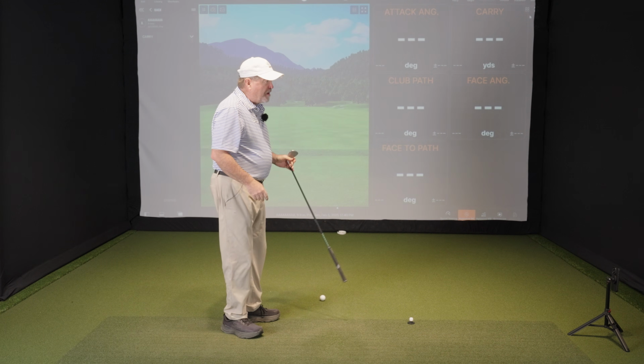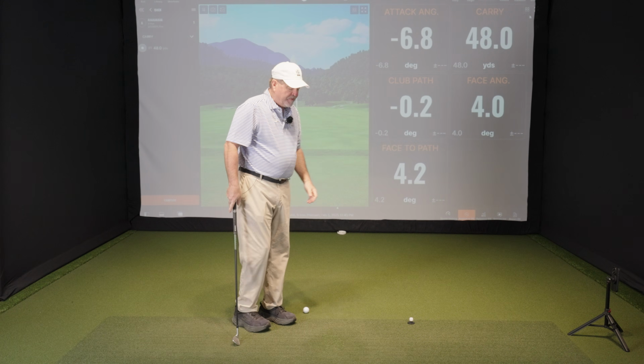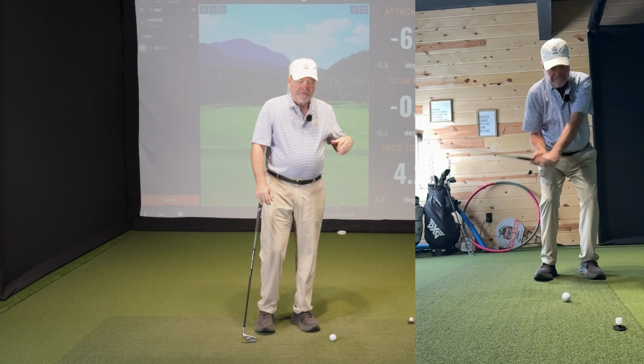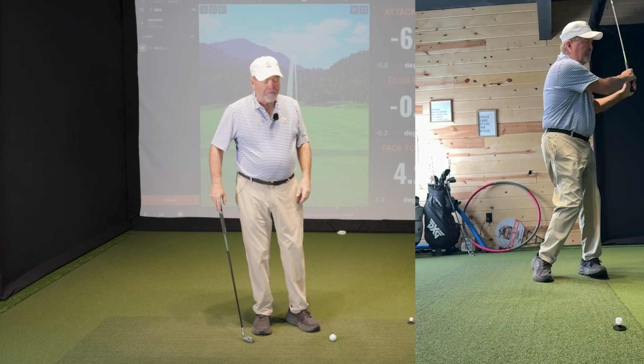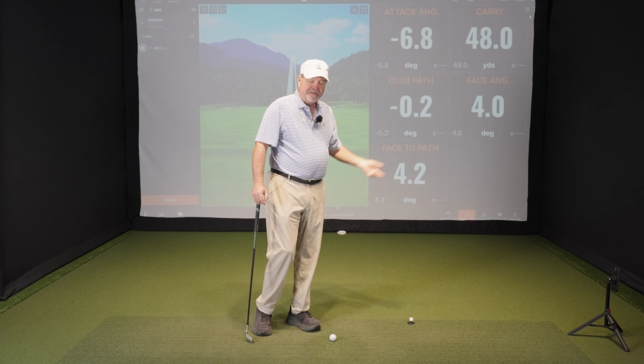And you'll see on the monitor that that'll be an angle of attack of -7. That's my pitching wedge, so that's a very good angle of attack, probably what most tour players would have, maybe -8 or 9, some of them would have as well.